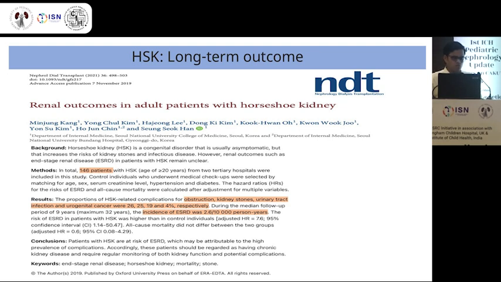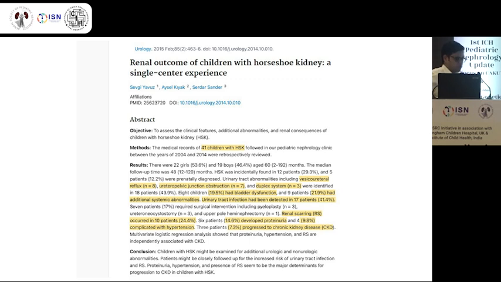What is the long-term outcome of horseshoe kidney? Here are some reports. They checked 146 patients aged more than 20 years, and found that obstruction, kidney stone, urinary tract infection, and urogenital cancer occurred in about 26, 25, 90, and 4% of patients. The incidence of end-stage renal failure was about 2.6 per 10,000 person-years. In another case series of 41 patients, they found renal scarring in about 24%, proteinuria in 14% of patients, and also the presence of hypertension, and the child may enter into chronic kidney disease, even ESRD.